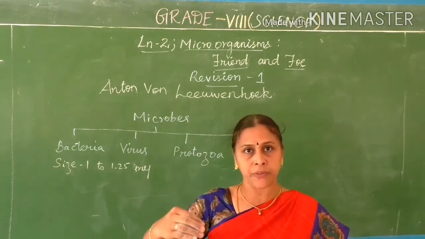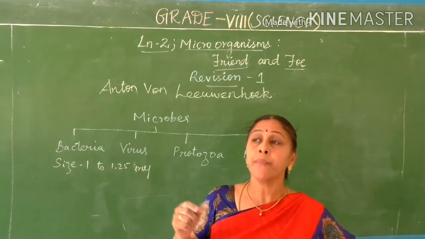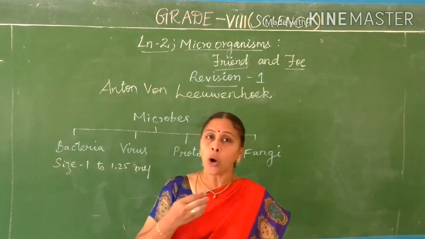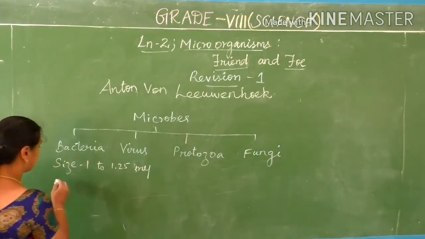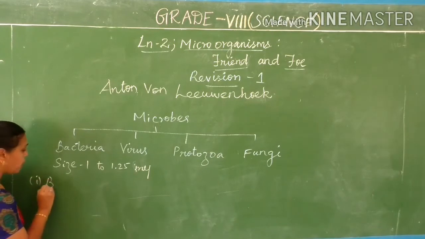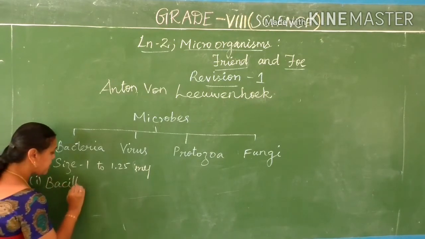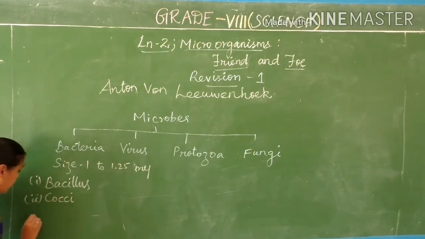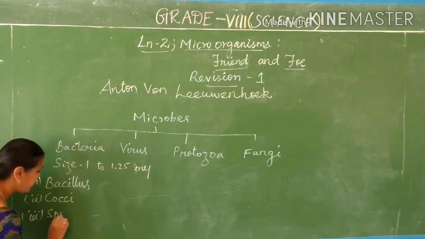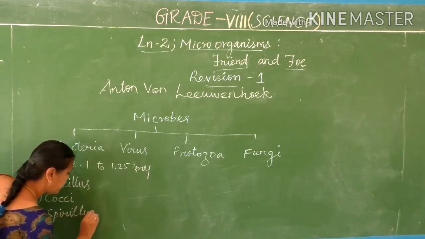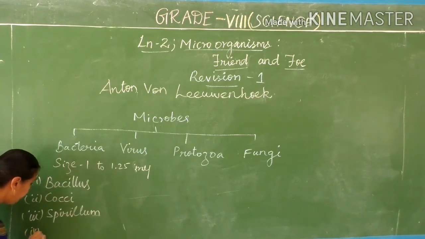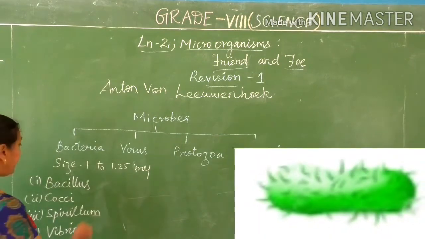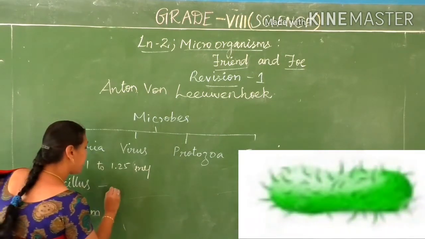It is also classified according to its shape, because bacteria differ in size and shape. According to the shape, bacteria are divided into 4 types. First one is bacillus. Second one, cocci. Third one, spirillum. Then fourth one, Vibrio. Understand?